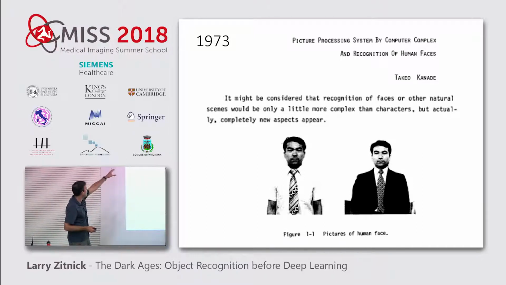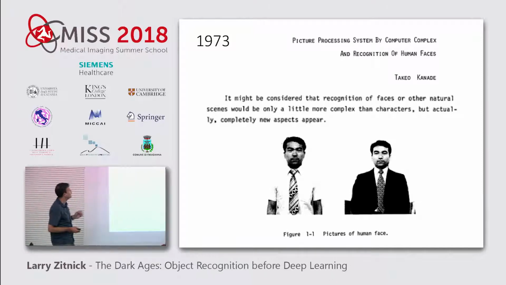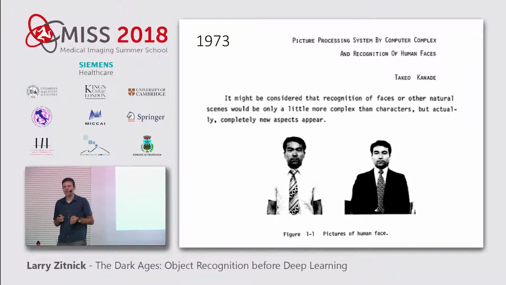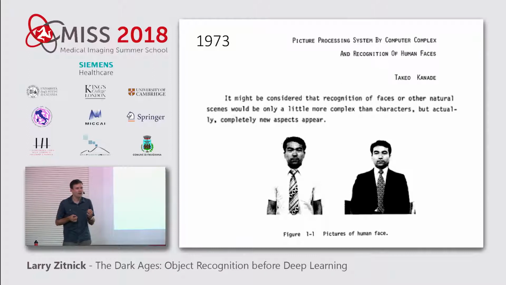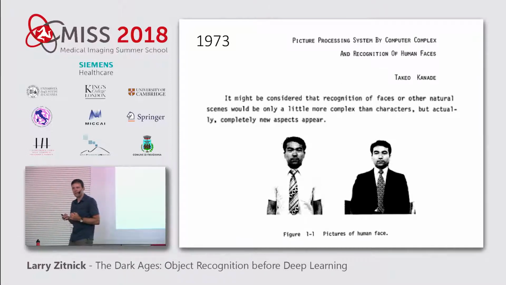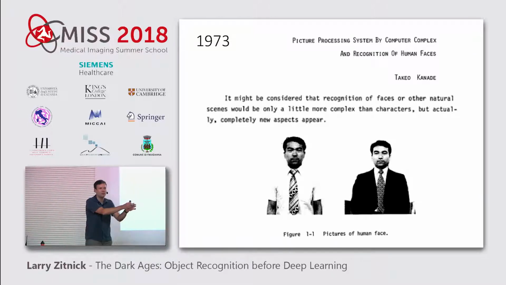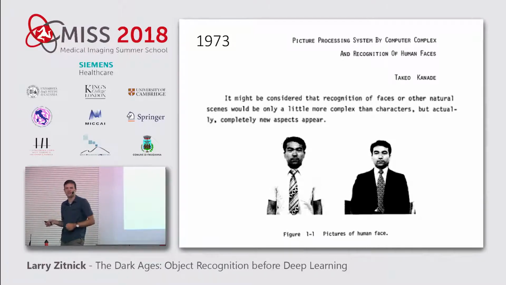One quote from his paper is, it might be considered that recognition of faces or other natural scenes would be only a little bit more complex than characters. But actually, completely new aspects appear. And this was pretty enlightening. This was the computer vision field coming to grips with the fact that it wasn't simple, right? You couldn't just solve this one niche problem, like how to recognize C's from O's, and have that naturally transfer over to faces. And they're like, oh man, this is tough.